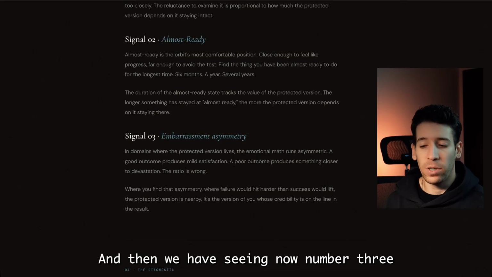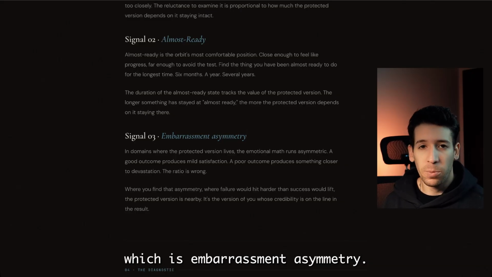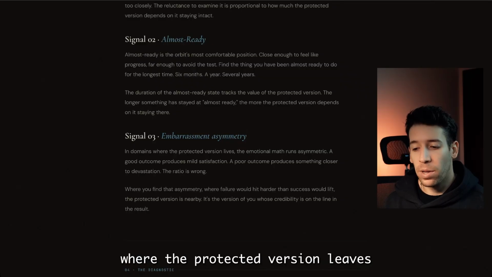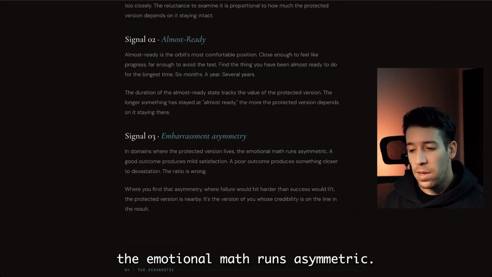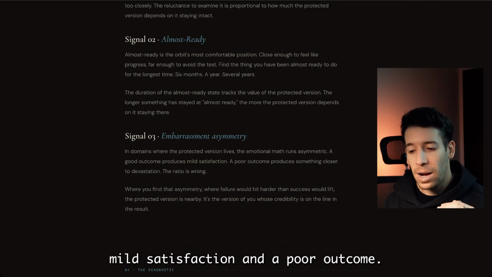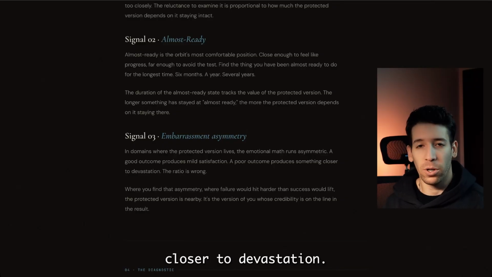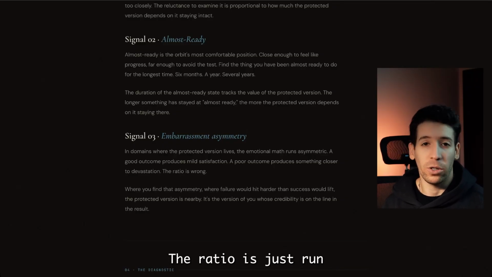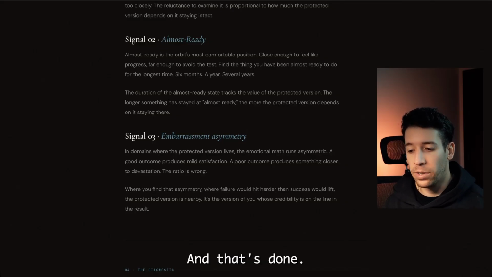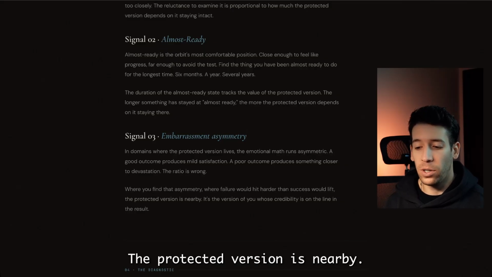And then we have signal number 3, which is embarrassment asymmetry. This is basically that in domains where the protected version lives, the emotional math runs asymmetric. A good outcome produces mild satisfaction, and a poor outcome produces something closer to devastation. The ratio is just wrong. Where you find that asymmetry, where failure would hit harder than success would lift, the protected version is nearby.